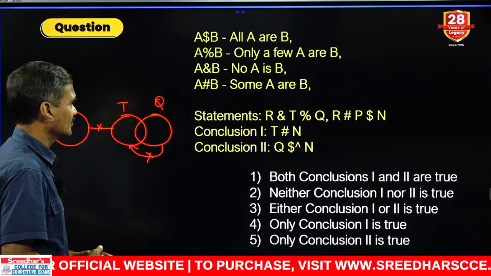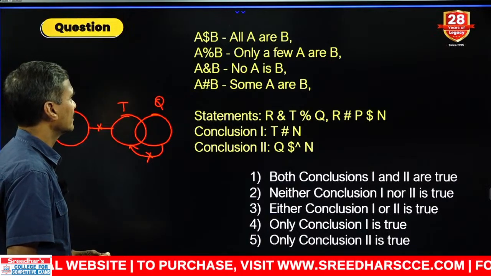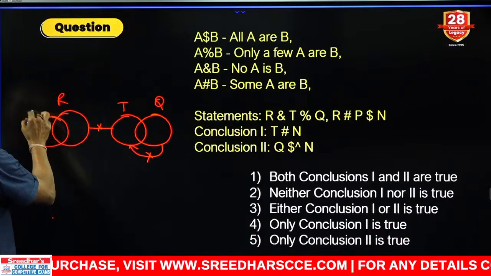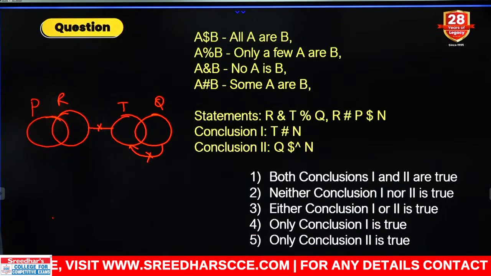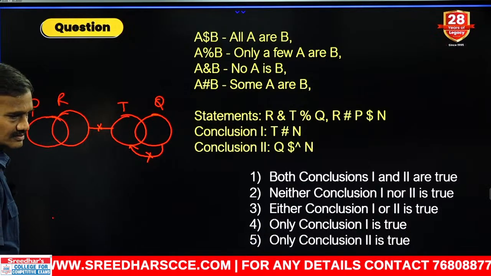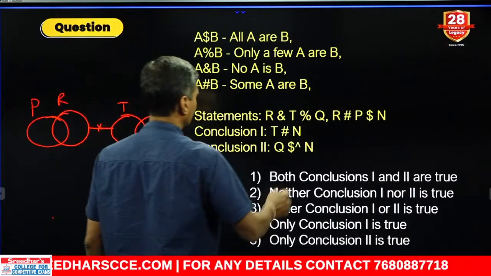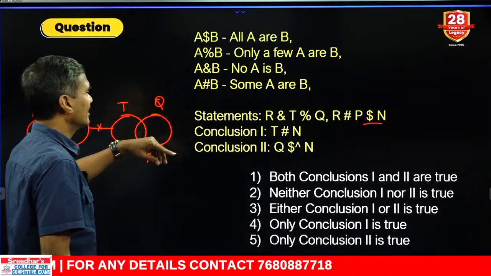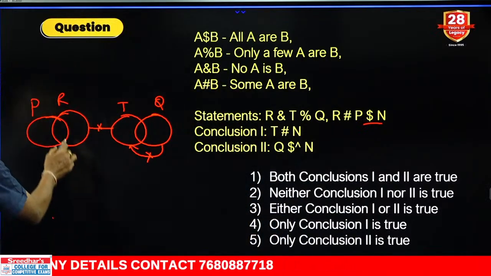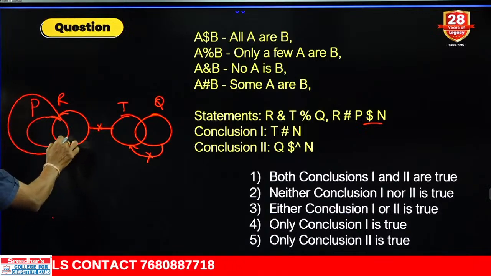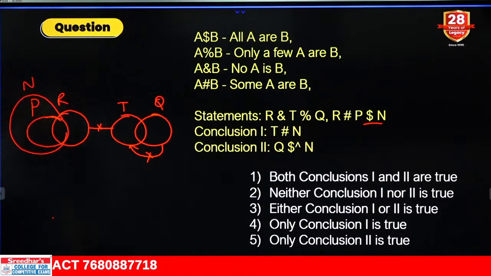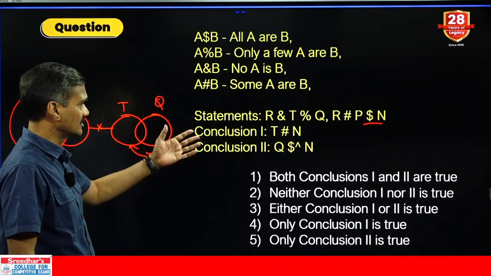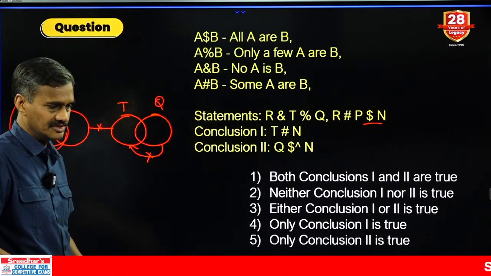And next one, R hash P. What does hash P stand for? Hash is some. Some R are P, R and P can be represented like this. And next one, what is the next one we have? R dollar P, dollar means all P are N. This entire P is a part of this N. Now follow here. I have just explained the statement itself.